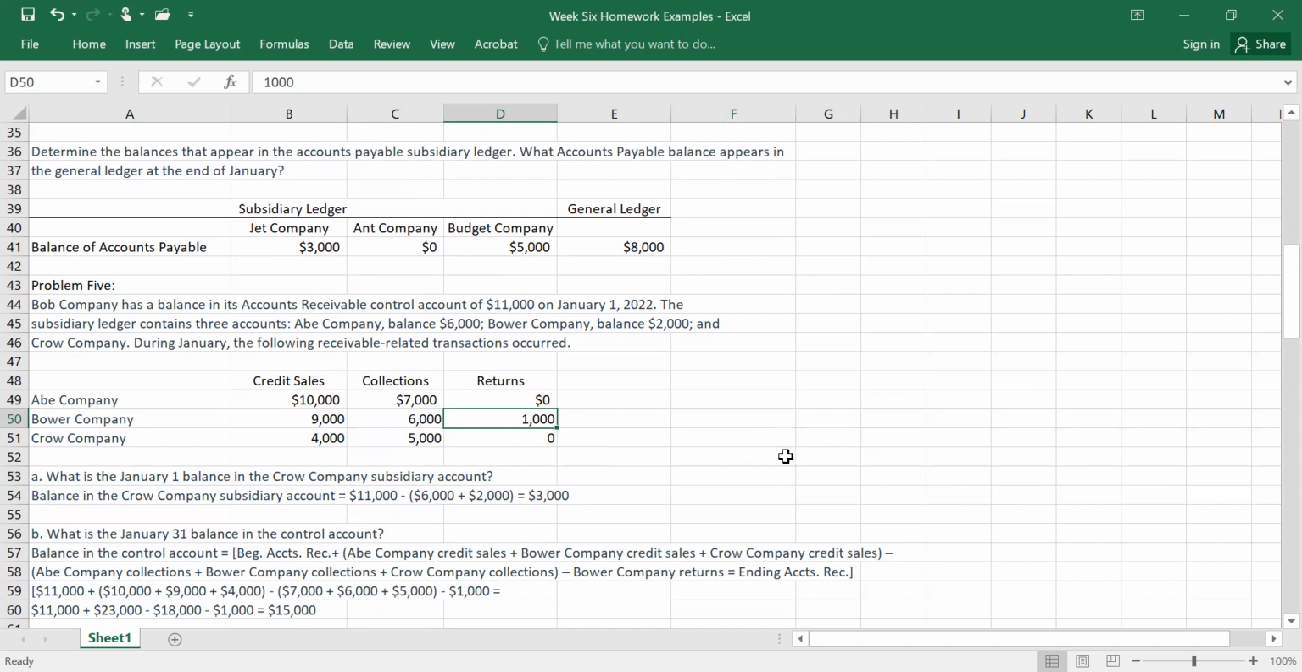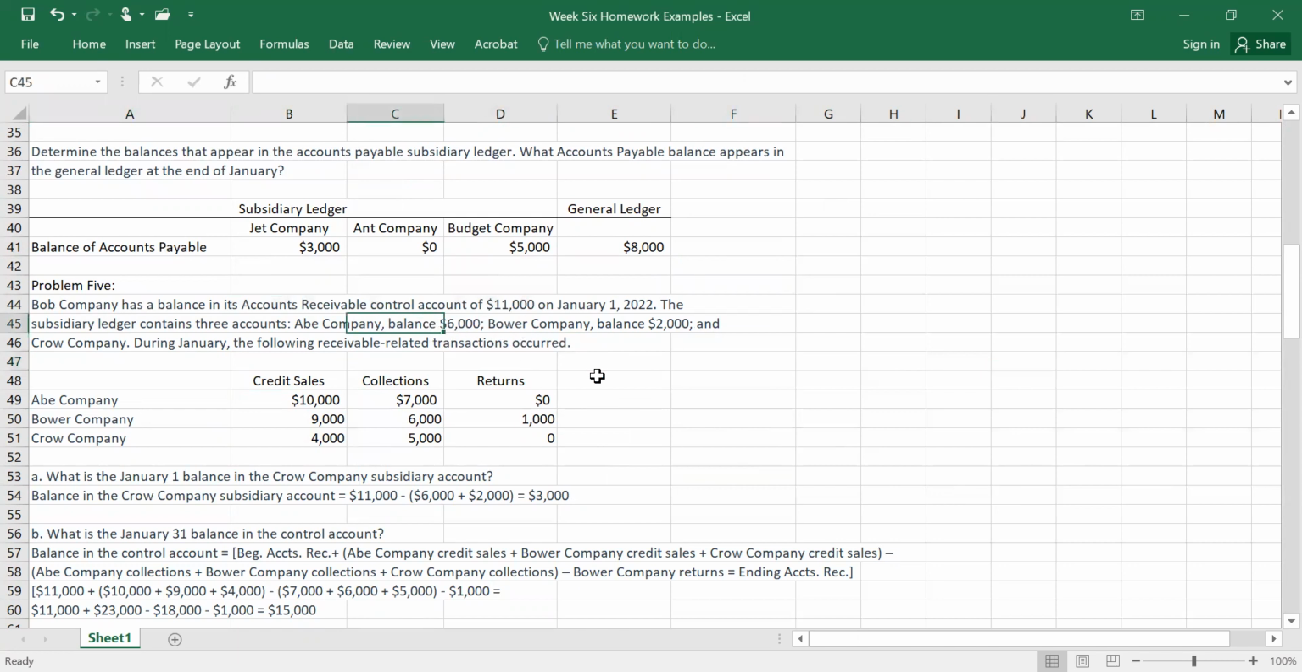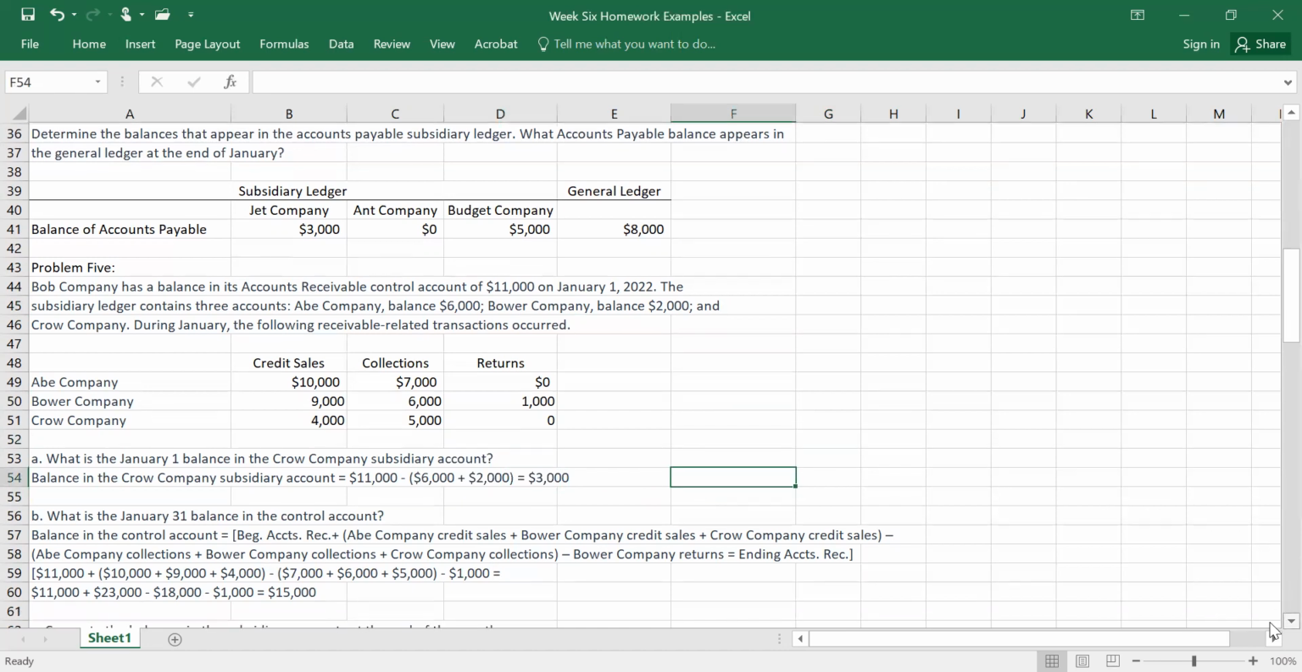So to determine that, we have to look at the balance in the accounts receivable control account, which was $11,000. And then we know that Abe's balance was 6,000, so we're going to subtract that. And we know that the balance for Bauer was 2,000. So we actually add the 6,000 and 2,000 together, and then subtract it from the 11,000. So 11,000 minus 6,000 plus 2,000 is 8,000, is 3,000. So that is going to be Crow's balance in the subsidiary account on January 1st.